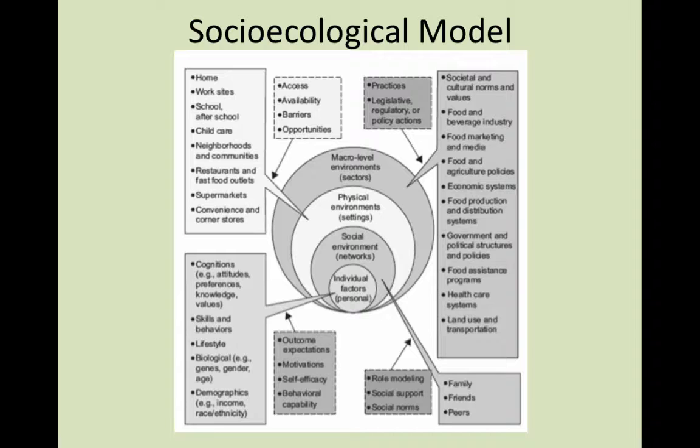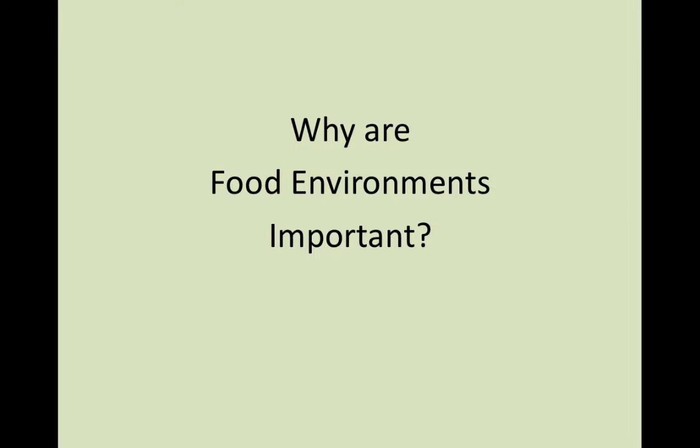Again, it's a very complicated framework to display graphically, but that's because it's a pretty good representation of what our life actually looks like, right? We've got our individual factors, our network factors, settings, physical environments, and then our macro level environmental factors as well. So when we look at this confluence of multiple influences, multiple levels of influence, it's a pretty good representation of how complicated the influences on the food environment actually are.